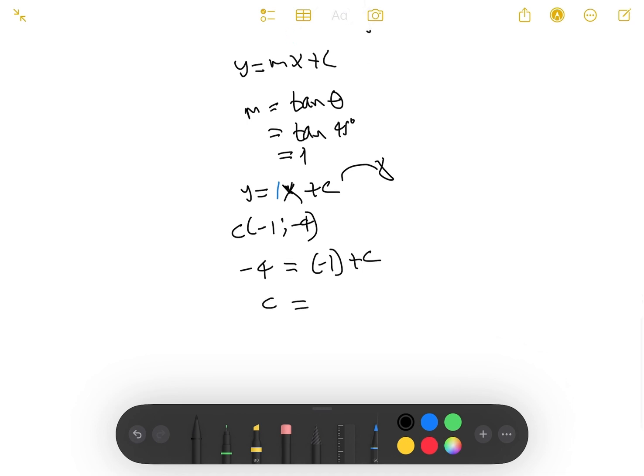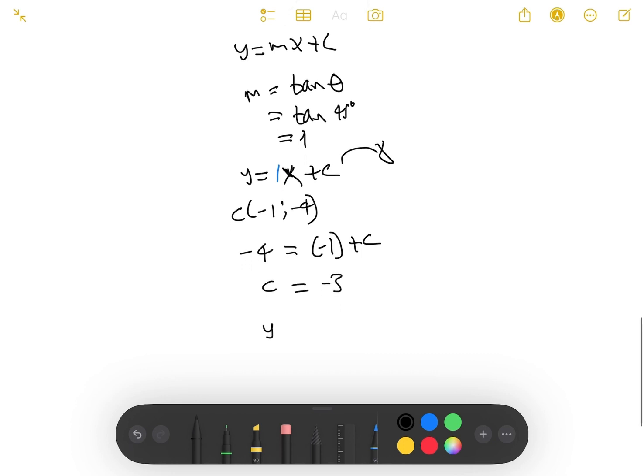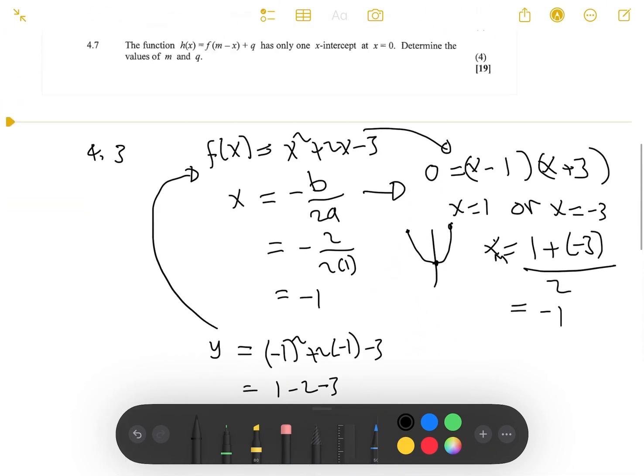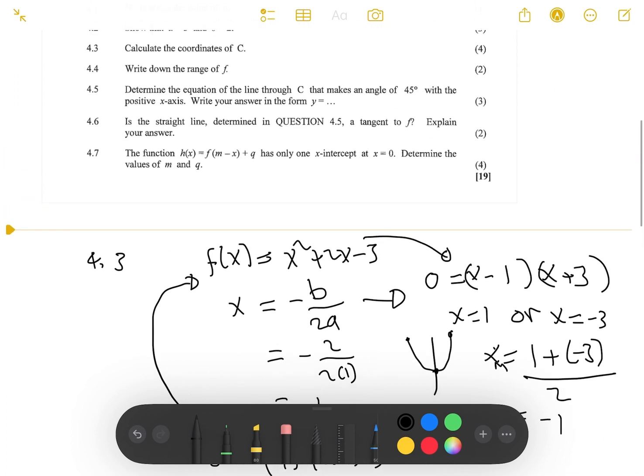So what therefore becomes our C? Our C therefore becomes negative 3, okay? Therefore our y equals x minus 3 is the equation of the graph that they asked for. Then 4.6: is the straight line determined in equation 4.5 a tangent to f? Explain your answer.